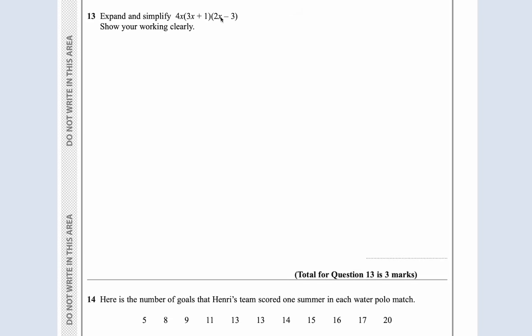Okay, so you can do these two first, or these two first. I think the best thing to do is the first two first. So I'll do 4x times 3x plus 1. That gives me 4x times 3x is 12x squared, and 4x times 1 is plus 4x.